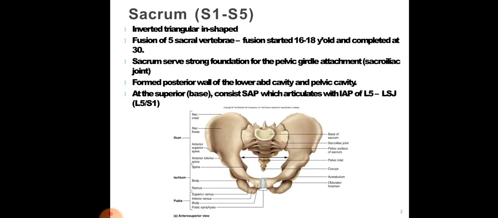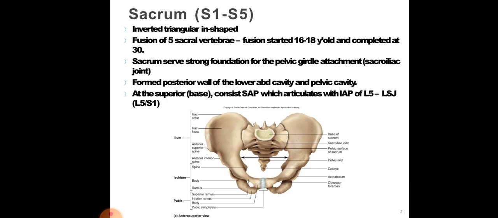Here I am going to tell you about the anatomy of the sacrum. Sacrum is a fused bone and it is one of the bones of your vertebral column and is formed by the fusion of 5 sacral vertebrae. The fusion starts at the age of 16 to 18 years of life and is completed at the age of 30 years. It is inverted triangular in shape.